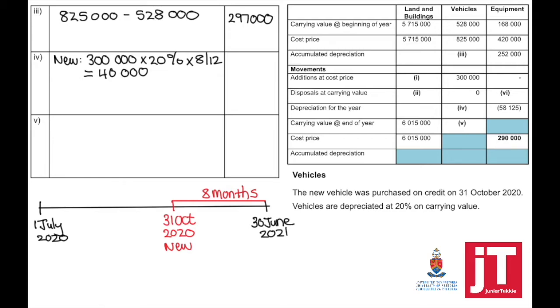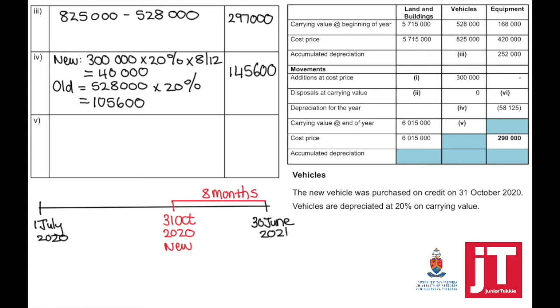To get the old or the remaining, we're going to take the balance in the beginning. Remember, it is carrying value, so we need to use the carrying value in the beginning, 528,000, and times it by 20%. So my total depreciation is the new plus the old, 145,600.